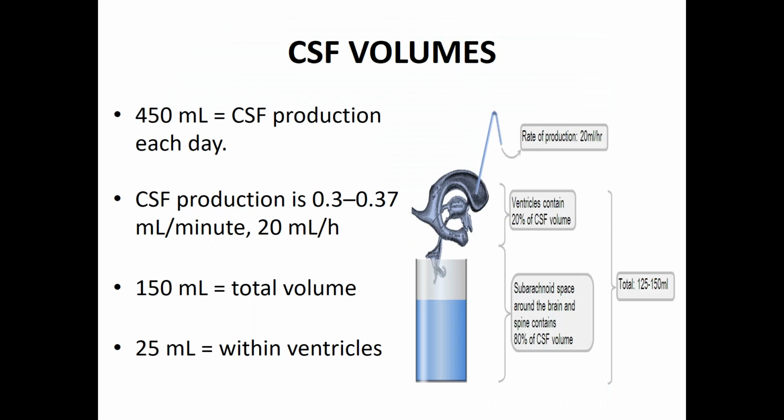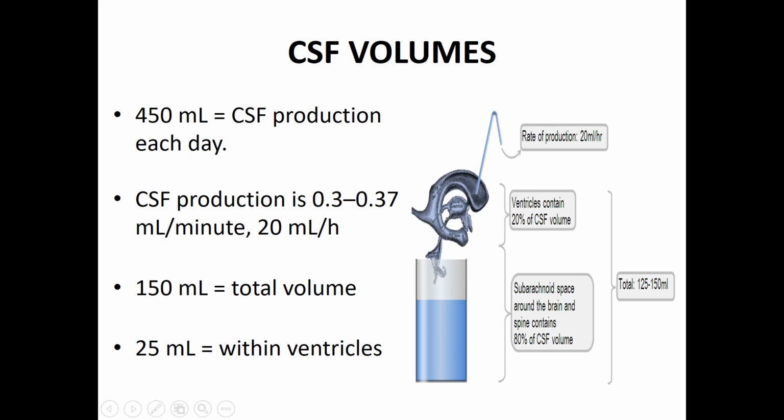Okay, if we discuss the volume of the CSF, in a normal adult person usually 450 ml of CSF is produced every day. If we count it in minutes, CSF production is 0.3 to 0.37 ml per minute, or 20 ml per hour. But although 450 ml is produced in a day, the total volume of the CSF in the brain and the spinal cord is about 150 ml.